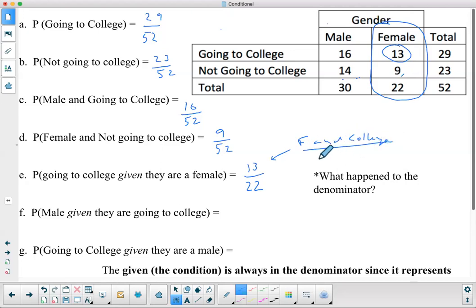And this is just female, right? Another way you can write this is F and C over F, or probability really.